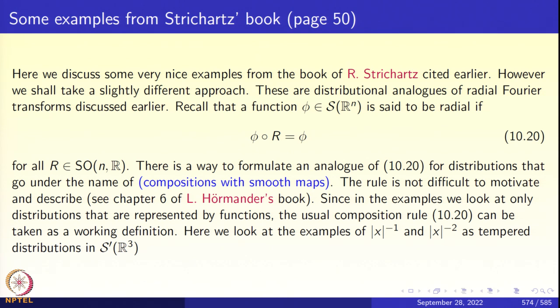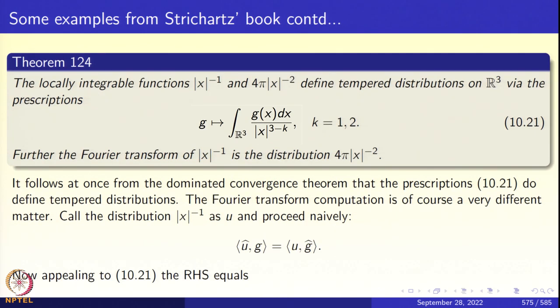So let's get to the example itself. So that's theorem 124. The locally integrable functions 1 upon mod x and 4 pi by mod x squared both define tempered distributions on R3. How do you make them as tempered distributions? You're going to tell me what does it do to a function g in the Schwarz class. This g comes from the Schwarz class.